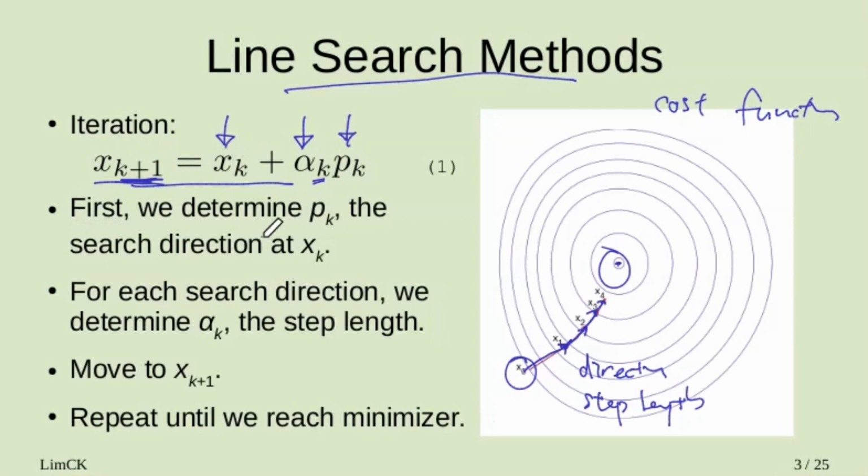So this is what I explained just now. We know xk, we find pk, the direction, and then we find the step length and move to the next point. Once we reach the next point, of course we repeat and continue until we reach the local minimizer.